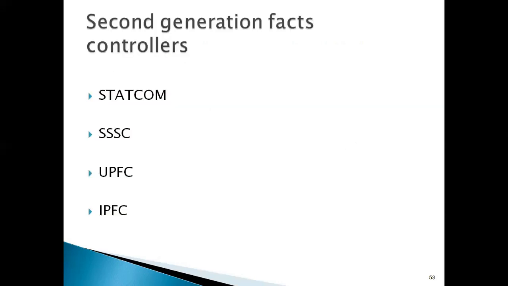So we have completed the classification of FACTS controllers. I have discussed the SVC and the TCSC, because those come under the variable impedance type, which is the first generation of FACTS controllers. Before that, there are mechanically switched FACTS controllers. After the first generation, the variable impedance type, comes the second generation or emerging FACTS controllers, the voltage source converter based FACTS controllers: STATCOM, SSSC, UPFC, IPFC.